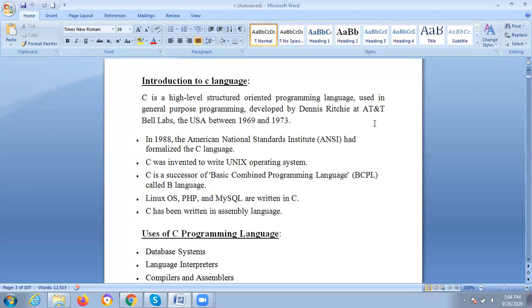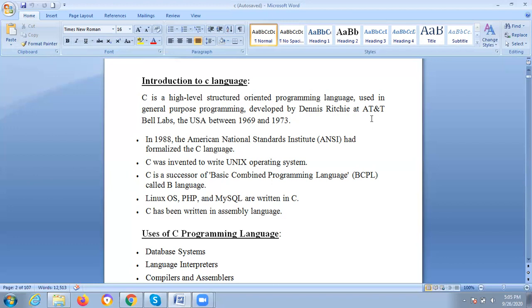Assembly language means it converts the low-level language into machine-level language that is easily understood by the user. And what are the main applications of C programming, where will it be used? C is basically used in database systems. Databases like MySQL are one of the practical applications where data can be easily retrieved by the user. And language interpreters. Interpreter means line by line code is compiled. Suppose you write 30 lines of a program, each and every line will be checked separately, not all at a time. And the next one is compilers and assemblers.